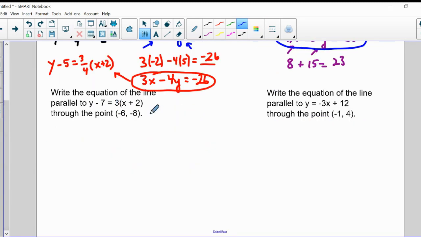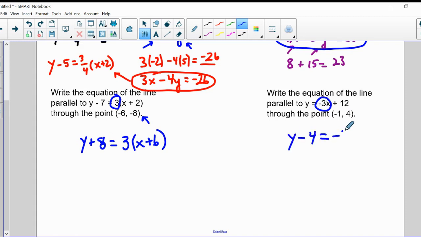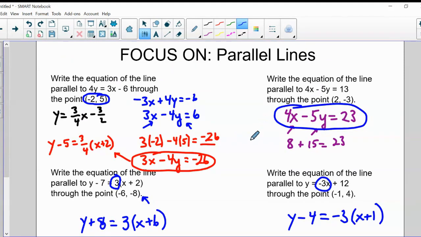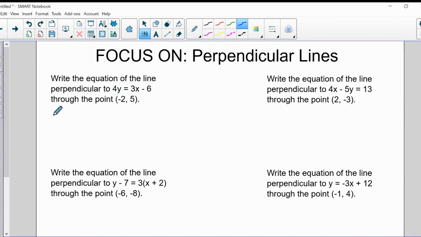Now, if I have these two problems down here, if they give me a slope, I'm not going to go into standard form. It's easier to just do it like this. So y plus 8, I'm going to use the point here. Y plus 8 equals 3 times x plus 6. Here, I'm given a slope. I'm just going to use point slope form. Y minus 4 equals negative 3 times x plus 1. I'm only going to use this standard form trick. It's not really a trick. It's true all the time. But I'm really only going to use this standard form thing if I have something that's easy to manipulate into standard form.